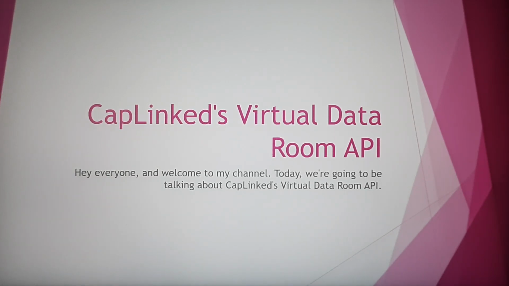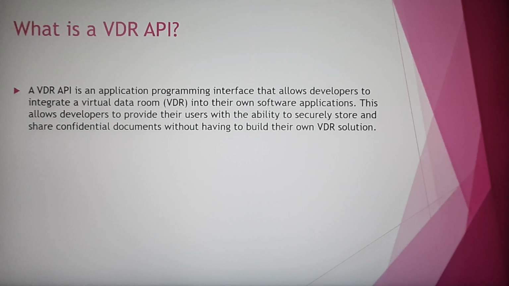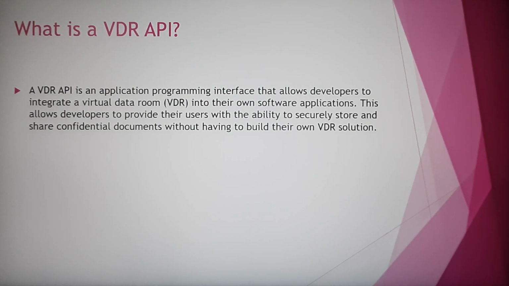Today I'm going to talk about CapLinkt Virtual Data Rooms API. So what is a VDR API? A VDR API is an application programming interface that allows developers to integrate a virtual data room into their own software application. This allows developers to provide their users with the ability to securely store and share confidential documents without having to build their own VDR solutions.